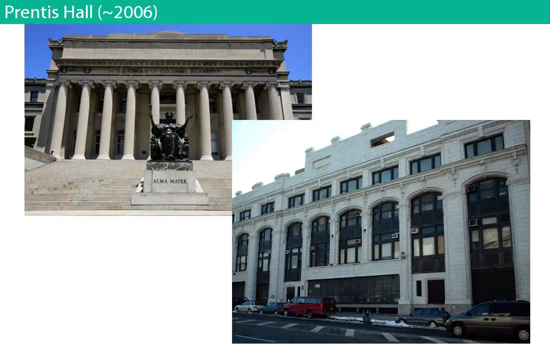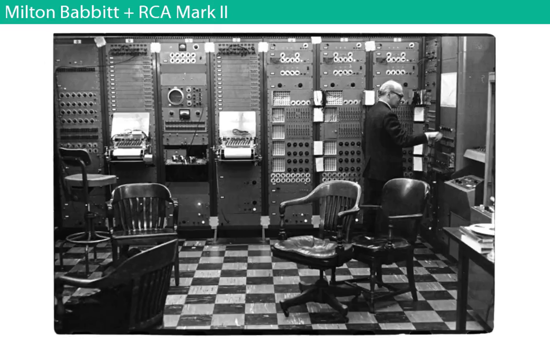Prentice Hall is where they have the visual arts department and the computer music department, the computer music center. And this is what it looked like in the late 1950s. So this is composer Milton Babbitt, and he's playing the RCA Mark II synthesizer. This was the world's first computer programmable electronic music synthesizer that was made anywhere. So it happened in this building.